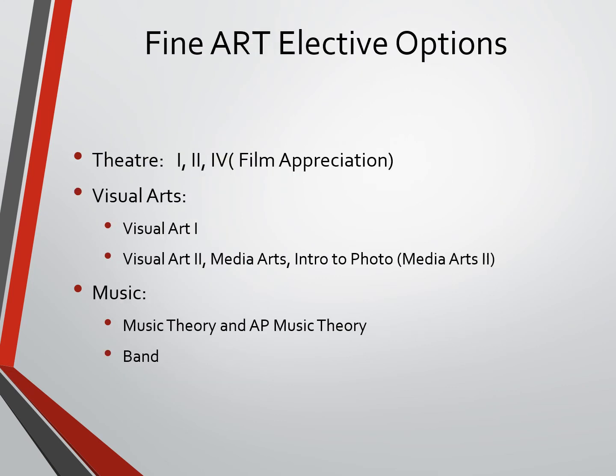If you haven't done so already, you need to get your fine art credit. There are several classes available if you are not focusing in fine art and just want to take 1 credit. You can sign up for Theater 1, Film Appreciation, which is listed as Theater 4 on the course offerings page, Visual Art, or Music Theory. If you took Digital Arts, that substitutes for a fine art credit, so you have met the requirement and do not have to take another art if you do not want to.